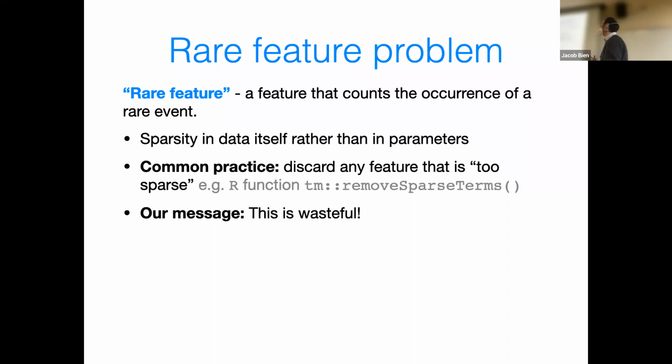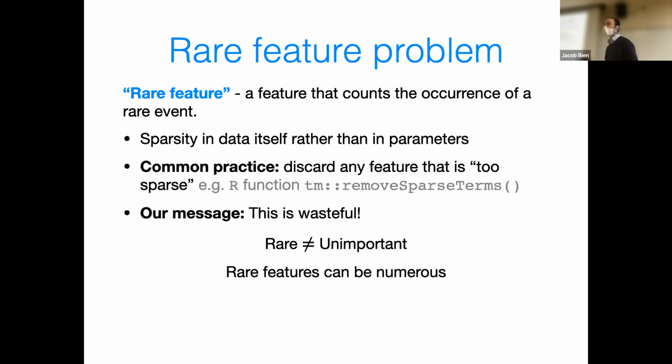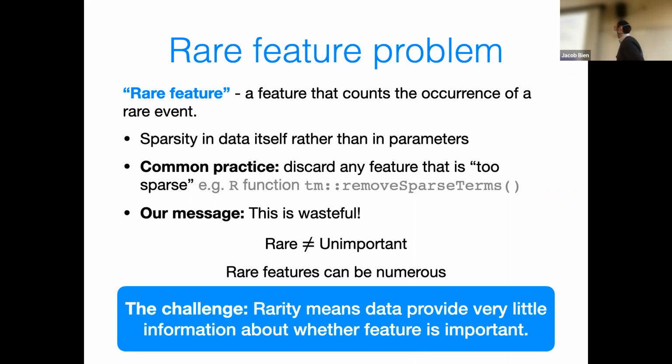So our message here is, okay, it's wasteful to just throw out these rare terms because first of all, there are a lot of them, and second of all, they could be quite important. Just think about the word dazzled. Clearly, that has a lot of information about the review. It's not unimportant. The challenge is just that we have very few examples of it, and that makes it hard for a statistical procedure to realize that that's an important word.